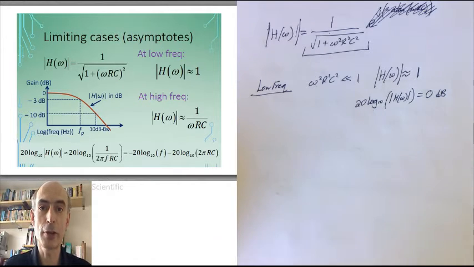And that is fairly straightforward. It predicts what we see, that at low frequencies, a plot of the amplitude gain is just a horizontal line at 0 dB. What about at high frequencies?